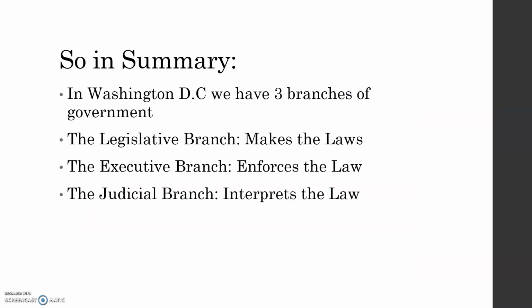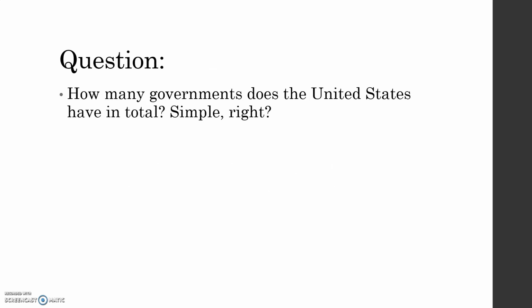So, the summary for the past quarter was Washington, D.C., we have three branches of government. We got the legislative branch that makes the laws with Congress. We got the executive branch that enforces the law with the president. We have the judicial branch, which interprets the law with the Supreme Court. Now, with that being said, I have a question for you guys. How many governments does the United States have in total then? Simple answer, right?